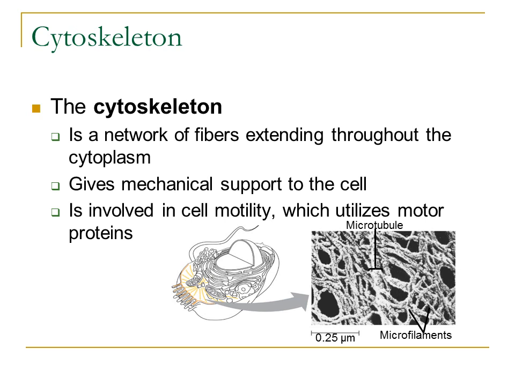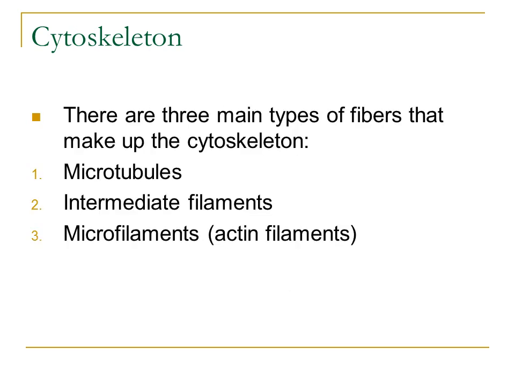So it says here they give mechanical support to the cell, and they can also help the cell with different types of motility, which utilize different types of motor proteins. And like I mentioned, there are three main types of fibers that can make up our cytoskeleton. They help to give the cell that strength, or that fibrous network that allows it to withstand the elements.